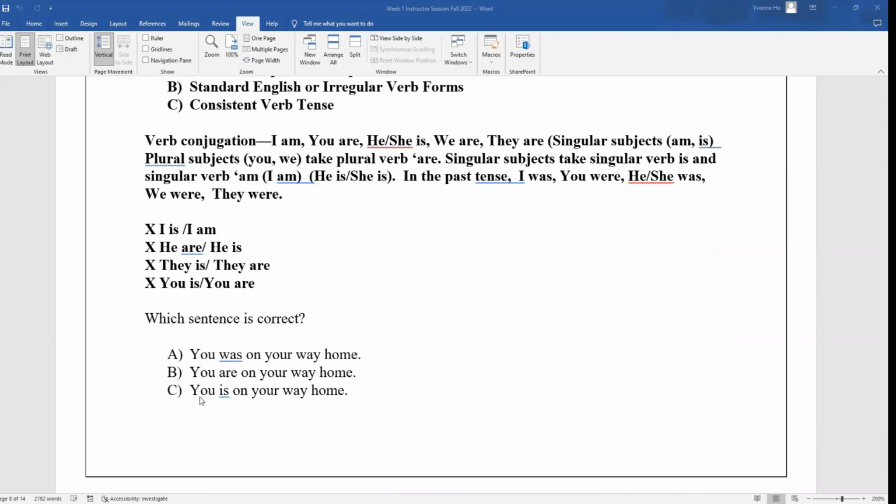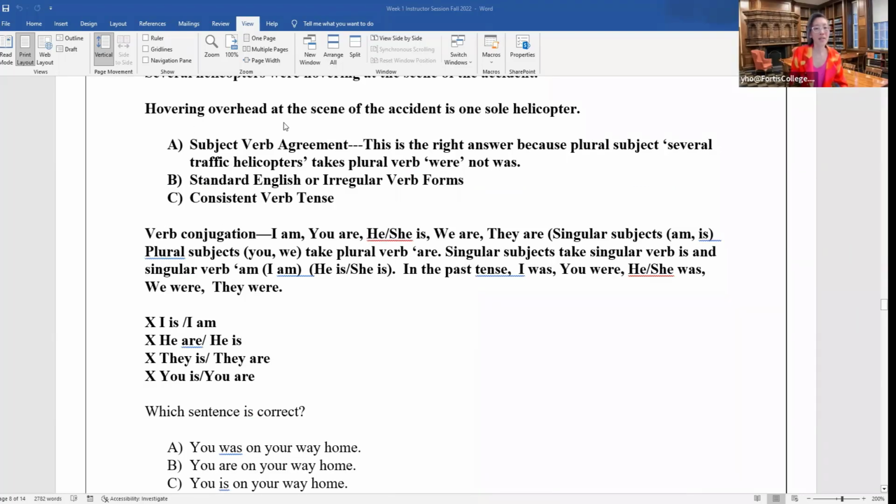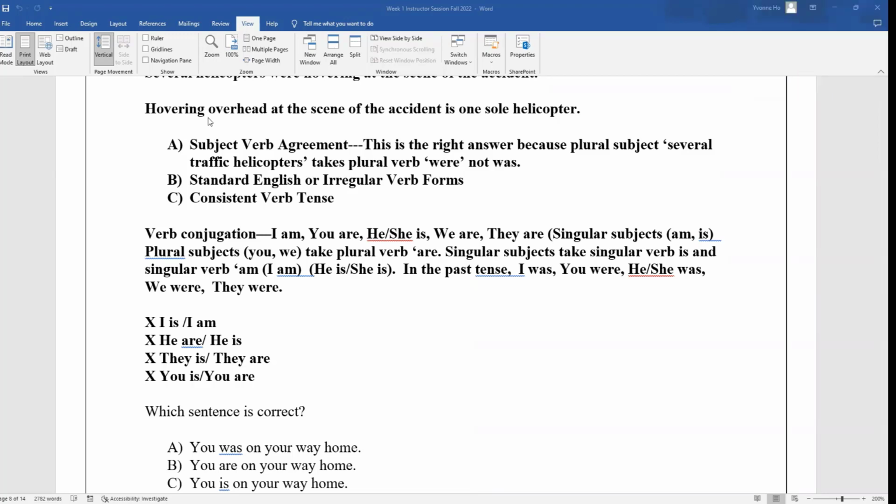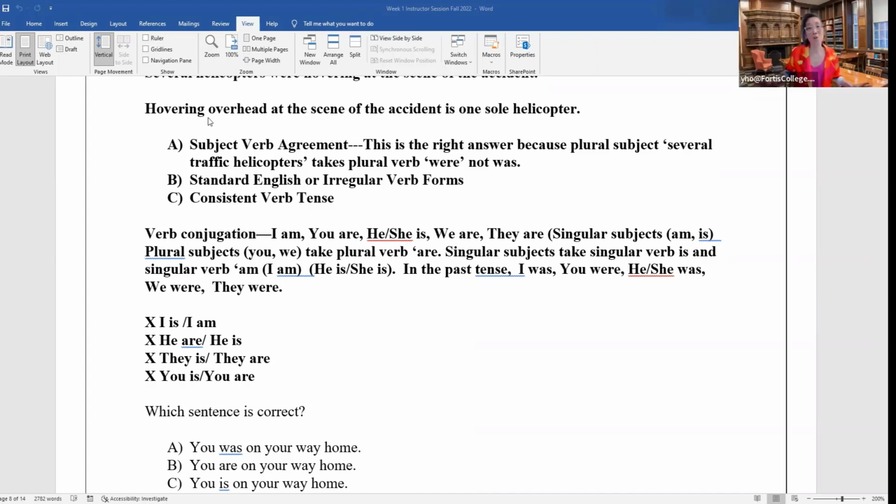You are on your way home. And then hovering overhead at the scene of the accident is one sole helicopter. So what kind of mistake is in this sentence? Is it a subject-verb mistake? Is it a standard English mistake? Or is this a consistent verb tense mistake? What kind of mistake, if any, is in this sentence? Is it C? Or there could be no mistakes at all.